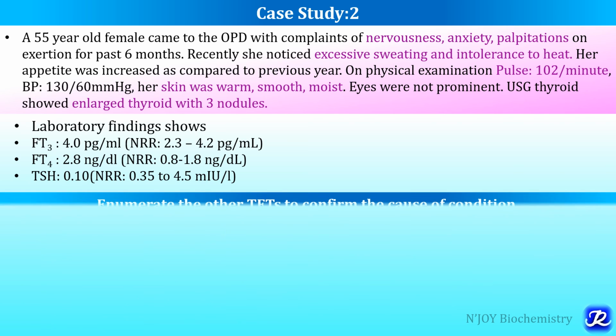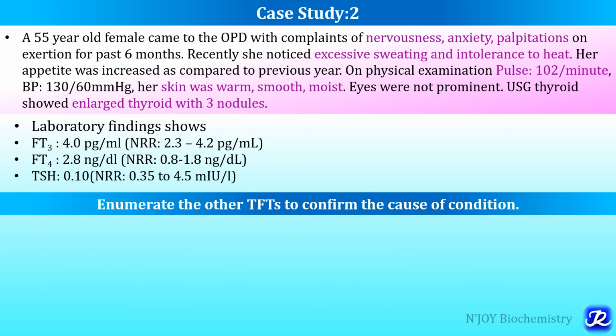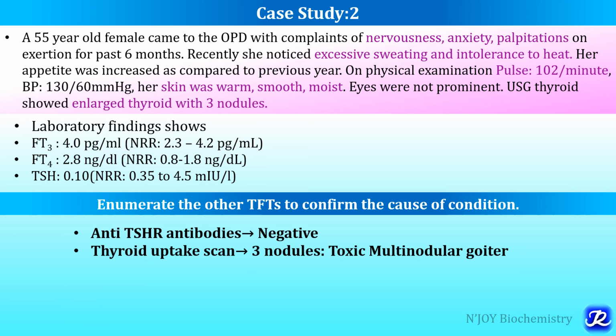The second question is, enumerate the other TFTs to confirm the cause of the condition. Now we know that this is primary hyperthyroidism, but we want to confirm what is the cause of this condition. For that we need to estimate anti-TSH receptor antibody, and in this case if it is negative, then thyroid uptake scan will show 3 nodules. So this is indicative of toxic multinodular goiter.